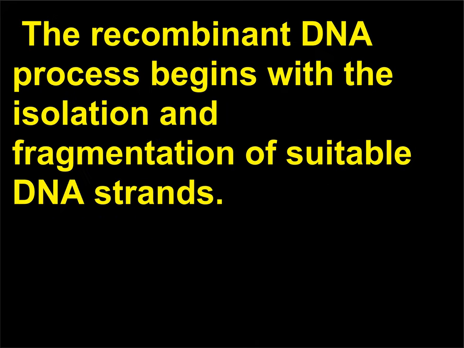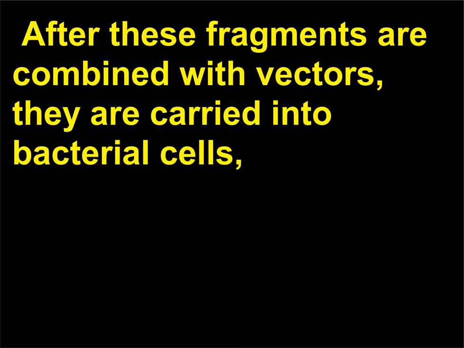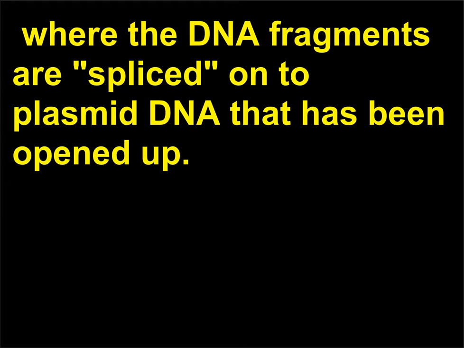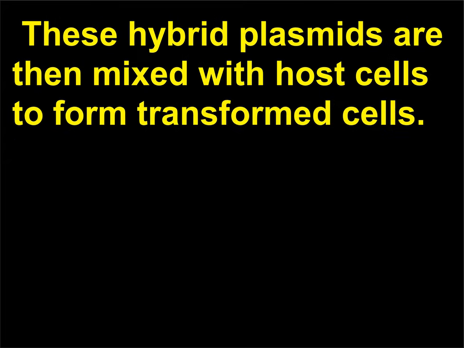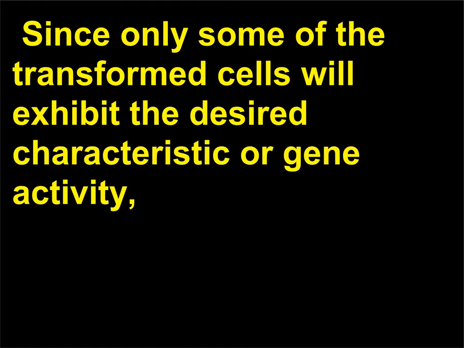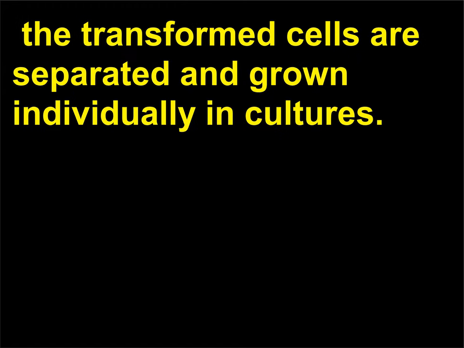The recombinant DNA process begins with the isolation and fragmentation of suitable DNA strands. After these fragments are combined with vectors, they are carried into bacterial cells, where the DNA fragments are spliced onto plasmid DNA that has been opened up. These hybrid plasmids are then mixed with host cells to form transformed cells. Since only some of the transformed cells will exhibit the desired characteristic or gene activity, the transformed cells are separated and grown individually in cultures.